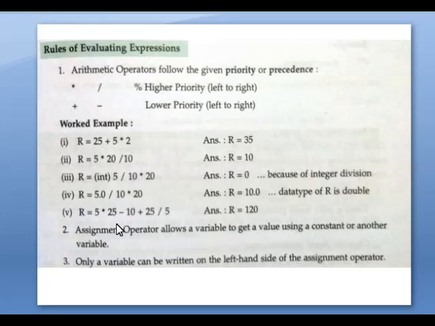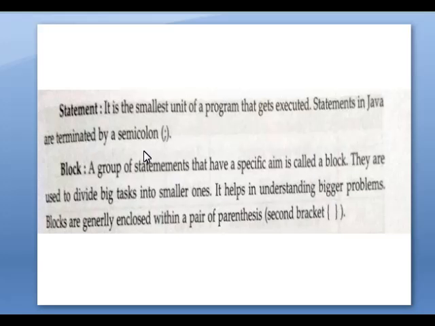Okay. The next one is what is called a statement. It is the smallest unit of the program that gets executed. Statements in Java are terminated by a semicolon. So whenever we are writing a program, every statement will end with a semicolon. Then a block means a group of statements inside the curly braces. A group of statements that has a specific aim is called a block. They are used to divide a big task into smaller ones. It helps in understanding bigger problems. Blocks are generally enclosed within pairs of curly braces.